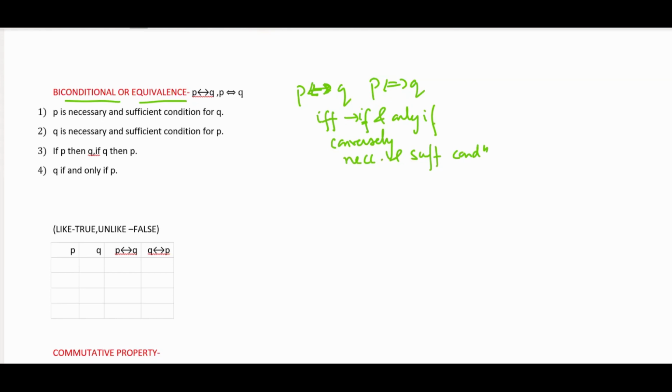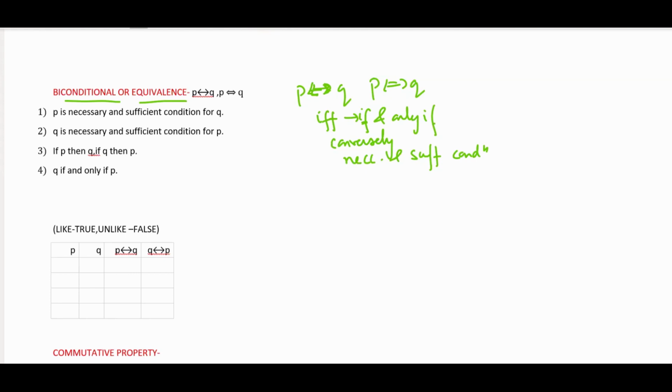That means I can change biconditional by these 4 ways. First way is P is necessary and sufficient condition for Q. Second way is Q is necessary and sufficient condition for P. Third way is if P then Q, if Q then P, and fourth way is Q if and only if P. These all four ways are for biconditional equivalence.